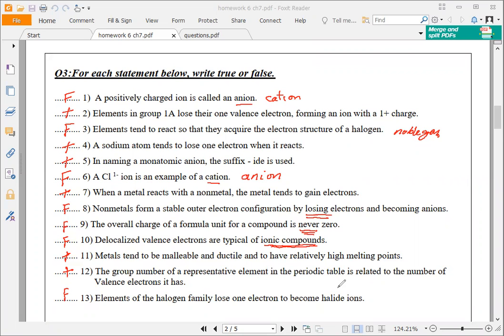Number 13. Turkey. We're going to switch lose to gain. Elements of the halogen family lose one electron to become halide ions. Gain one electron to become halide ions. Excellent. Losing here, gaining. Lose, gain. Okay.